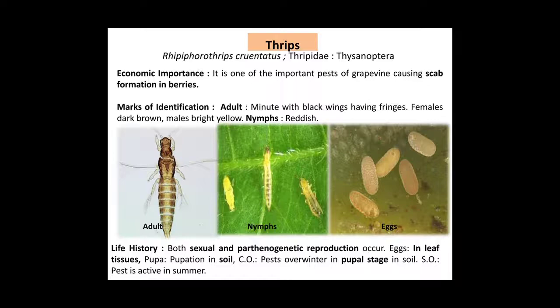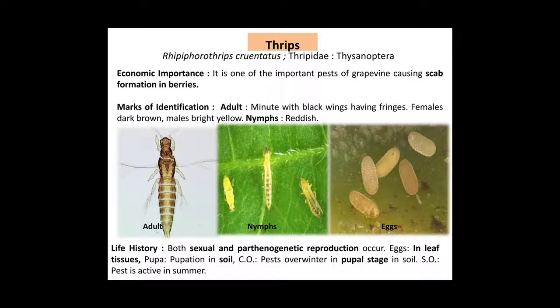Then how to identify the pest? Firstly, the adult. Adults are minute with black wings having fringes. Females are dark brown and males are bright yellow. About the nymphs, nymphs are reddish in color.